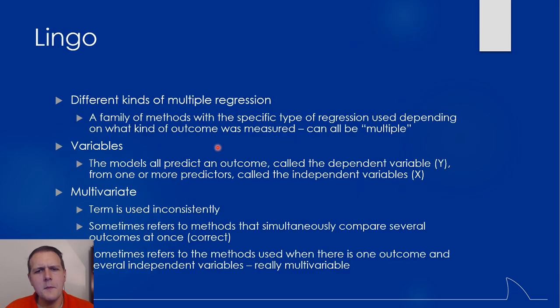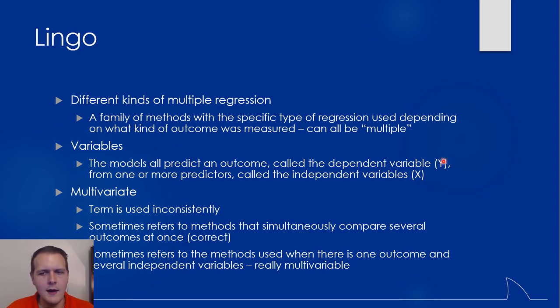When we're talking about multiple regressions, there are several different methods that fall under the term multiple, and we'll talk about a few of the more common ones here. With variables, though, remember it's important to define what our independent versus dependent variables are. The value that we're trying to predict as an outcome is going to be our dependent variable.